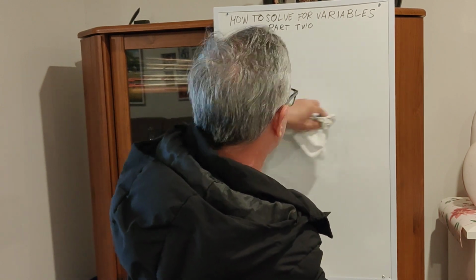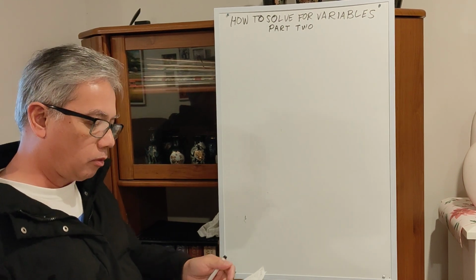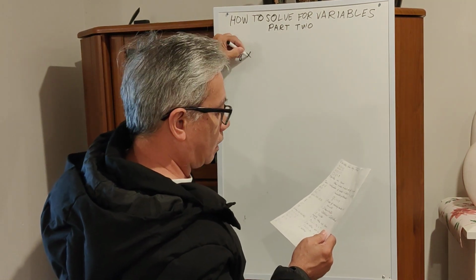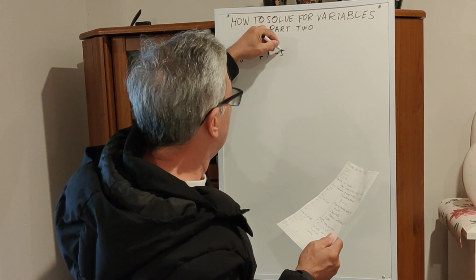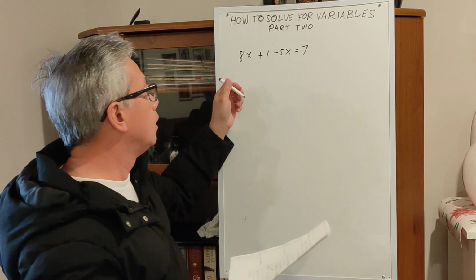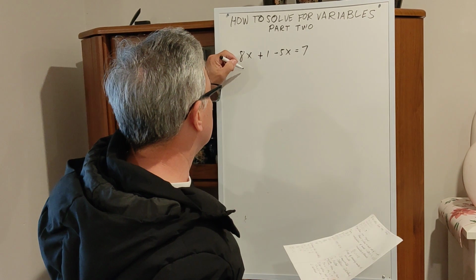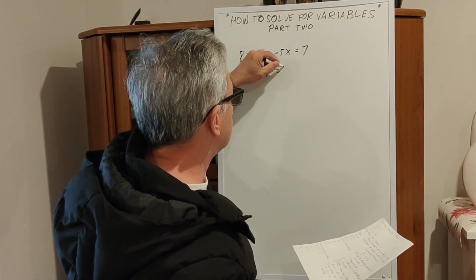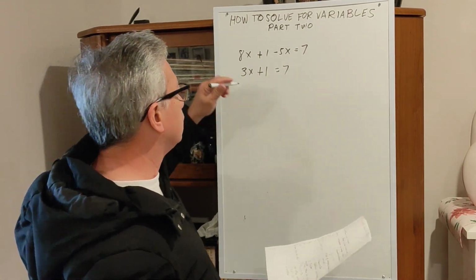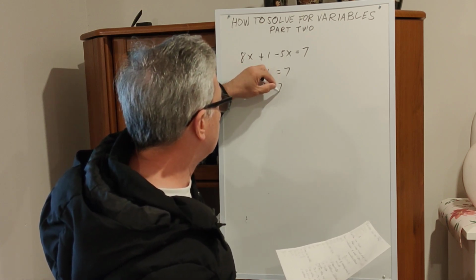Next topic is that sometimes there's more than one term. For example, 8x plus 1 minus 5x is equal to 7. So we just combine them. So 8x minus 5x is like 8 apples minus 5 apples. You get 3 apples. So this becomes 3x plus 1 equals 7. So next is to remove the addends. So we want to remove plus 1. 3x plus 1 minus 1 is equal to 7 minus 1.